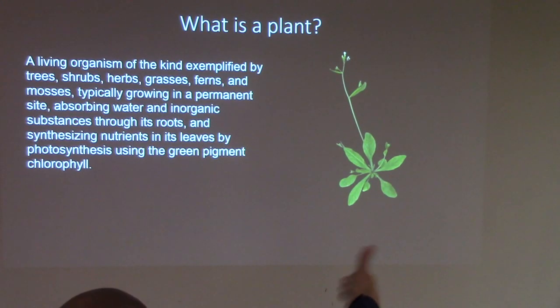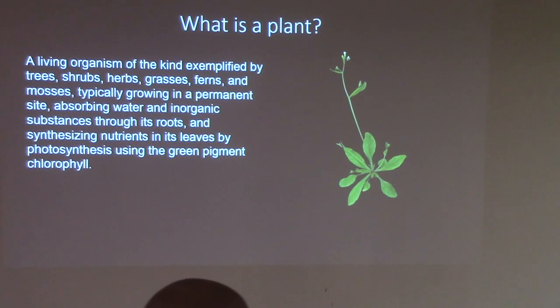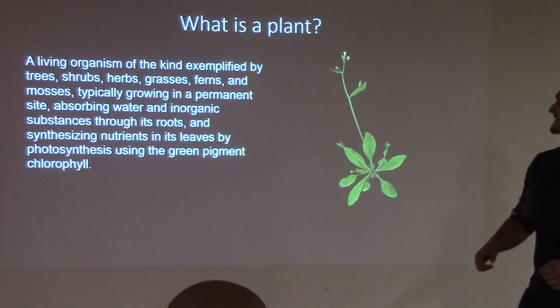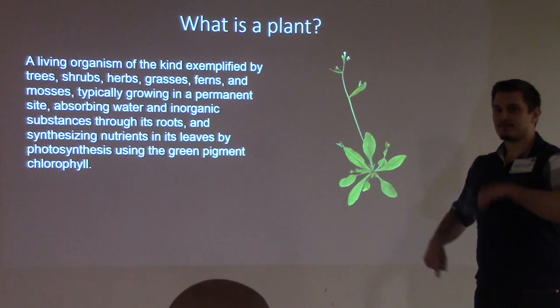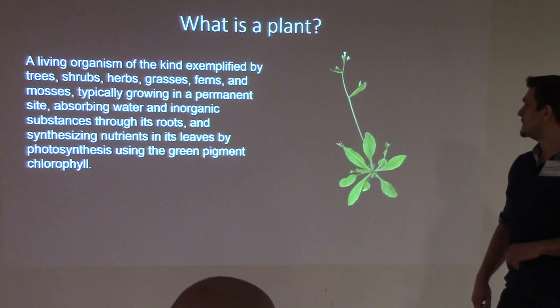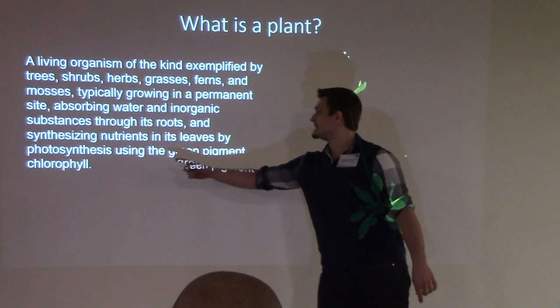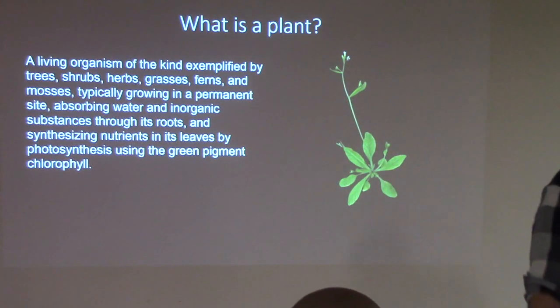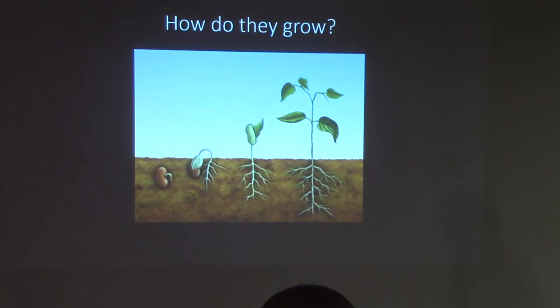Okay, so I stole this off of Google. This is the first thing you get if you type in plant definition. So shrubs, herbs, they basically self-reference. It's a terrible definition. But most importantly, that it photosynthesizes and uses this green stuff called chlorophyll. Super important. So the question that a lot of people ask is, how do they grow?